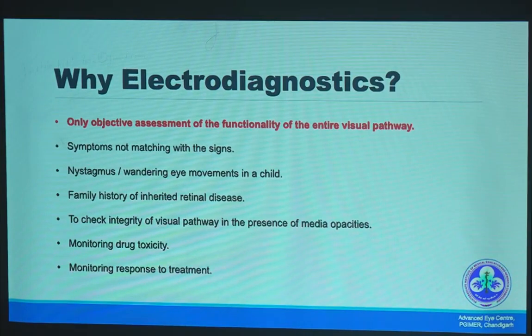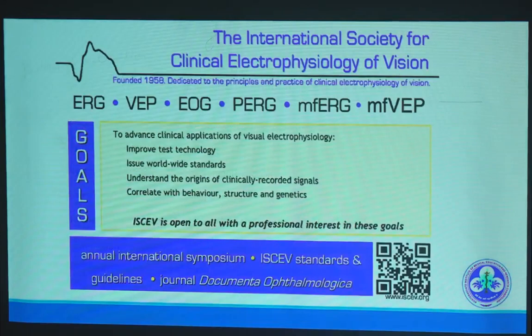Inherited retinal disease is obviously an important condition. And to check the integrity of the visual pathway in case of media opacities, in case you want to decide whether you want to intervene or not, you will need electrophysiology. Monitoring drug toxicities like HCQ toxicity, and monitoring your response to treatment in a lot of cases. So if you are doing electrophysiology, this is something that you should absolutely know about.